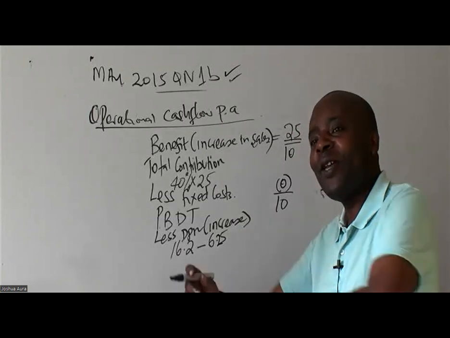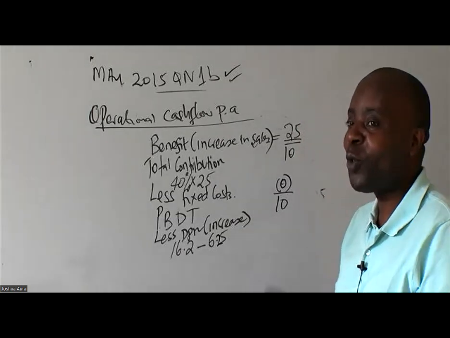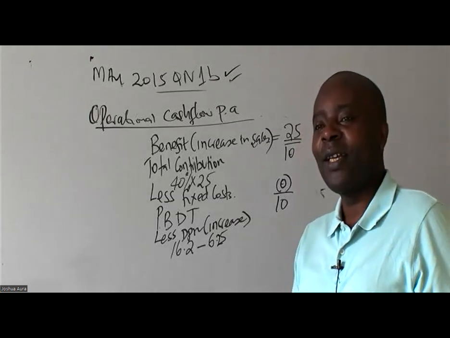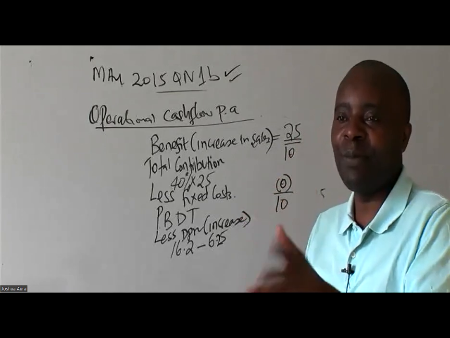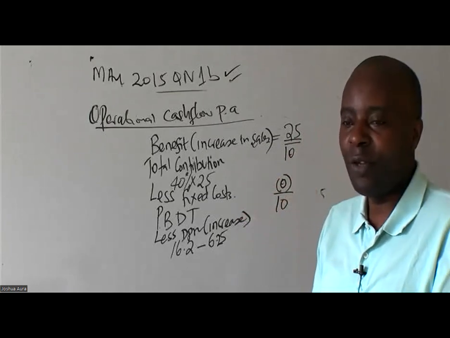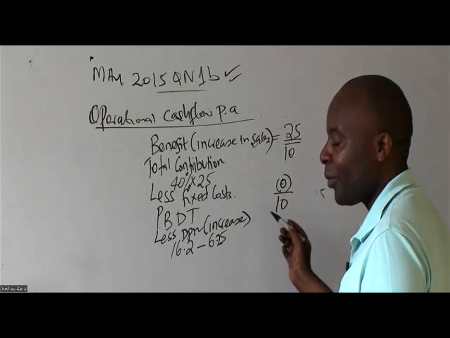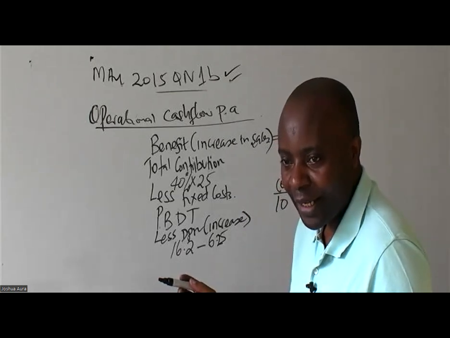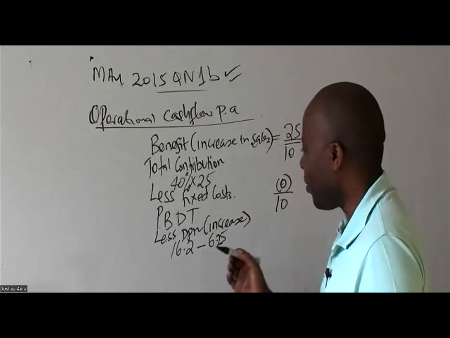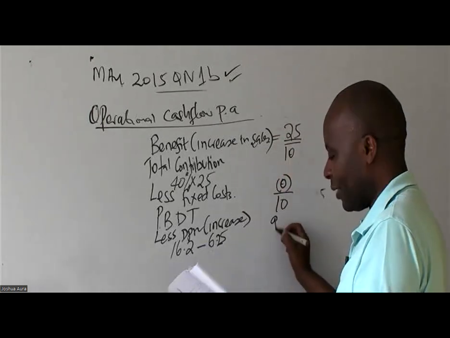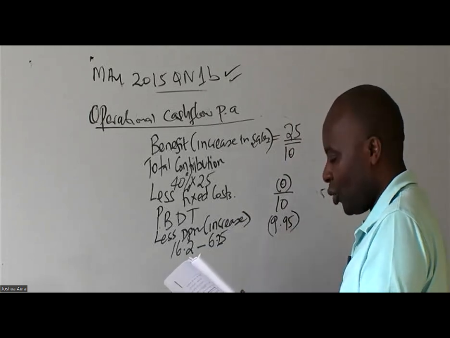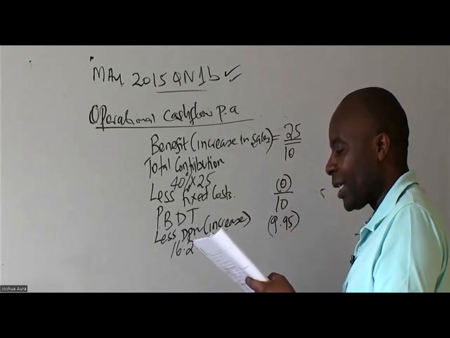Remember, now you have got 2 machines. Whenever you've got 2 machines, please don't confuse them. Don't take the depreciation of only 1 machine. It has to be the increase, the difference between the 2 depreciations. So the difference here gives us a figure of 9.95. So could you kindly subtract for us.